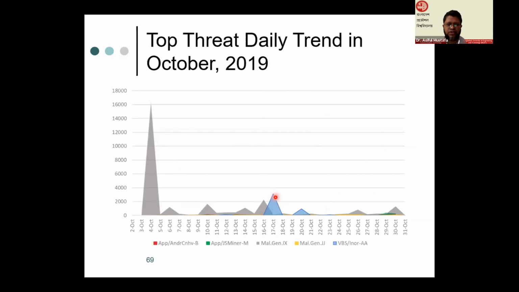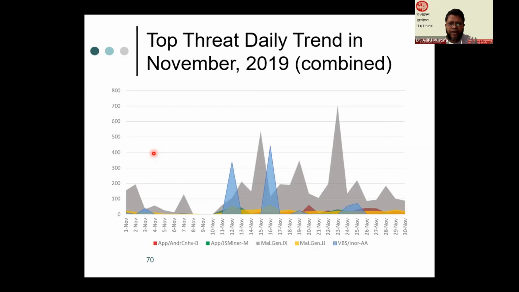If you look at the daily trends in terms of malware types, we see spikes at different levels. This is again Malgen IX. We see Malgen IX in different periods of the day, but there are also consistently some attacks going on. For the virus attack, we see a couple of spikes in the month. But the malware happens in different periods of the month, and there is also a large spike when there is an attack going on.